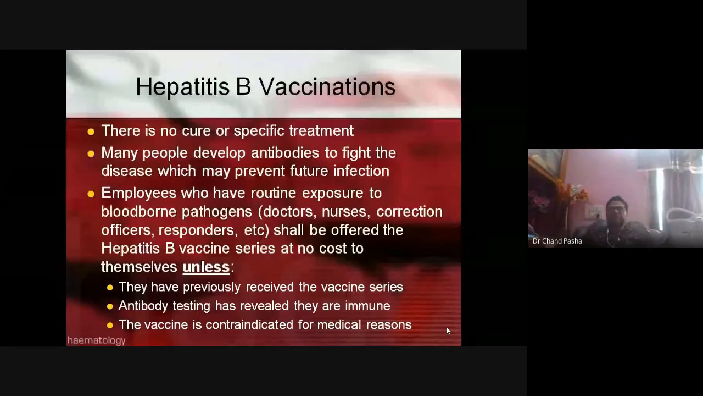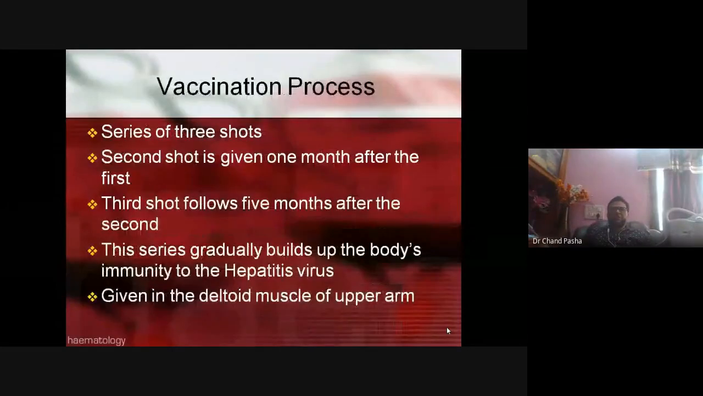And three shots are given for vaccination. After the first dose, a second dose is given after 1 month, and then after 5 months, the third dose is given. These three doses you should generally take in the deltoid muscle, the upper portion of your arm.